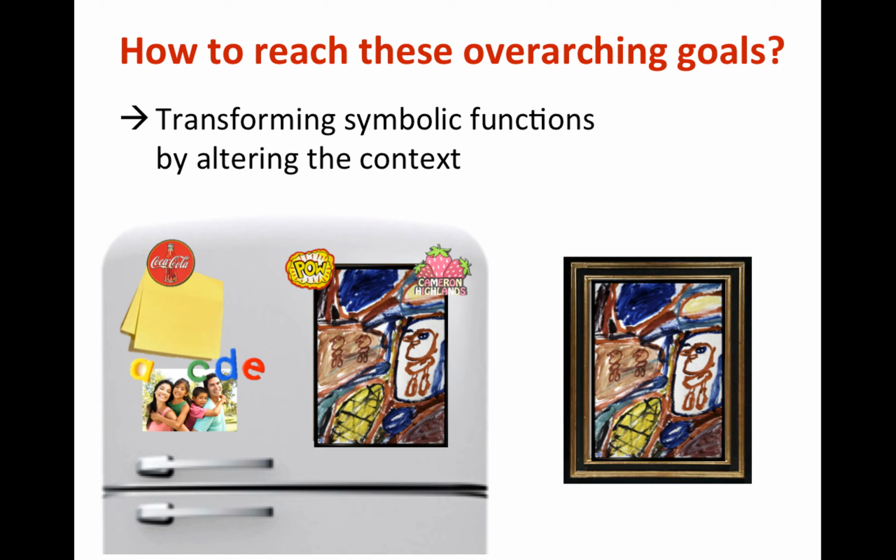So a funny example of this process can be found in this painting by Jean Dubuffet, which is a highly valued piece of art and is probably worth millions of dollars. Many of us, to be honest, might not see its value if the picture was on a fridge like a child's drawing. The context changes, and the symbolic function changes too. Notice that we didn't change the picture per se, but the context surrounding it.